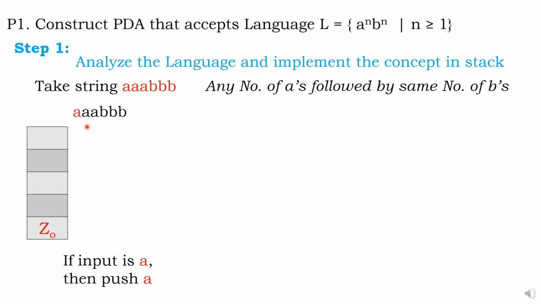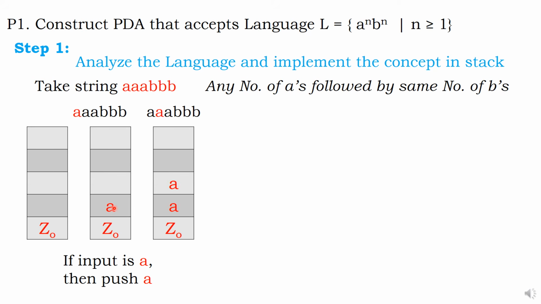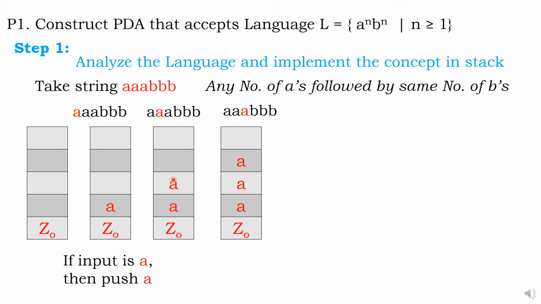As per my example, 3 A's, which means I am going to do this 3 times. If input is A and the top of the stack is Z0, then push A. I pushed. Now if the input is A and the top of the stack is A, again push A. If input is A and top of the stack is A, again push A. Now what is the next input? B.